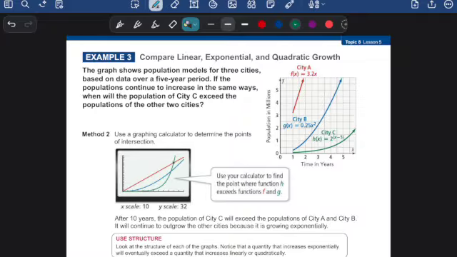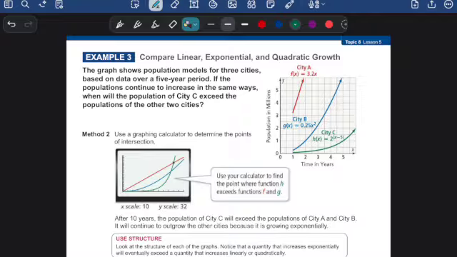If we were to type these on our graphing calculators, we could see, changing our scale window to 10 and 32, then we can see there's a point of intersection. And we can find where they're equal to each other, or we could find the point where the exponential growth, city C, overtakes both city A and city B. So like we saw on the table, after 10 years, city C will exceed the populations of city A and city B.